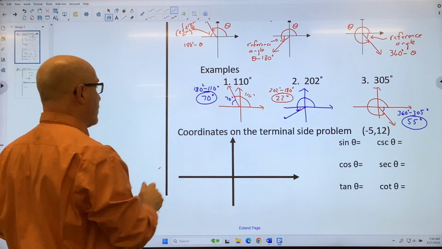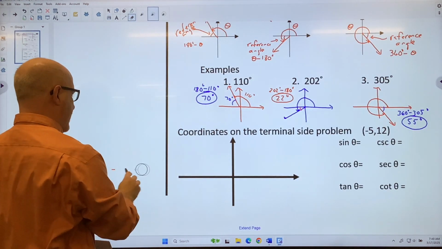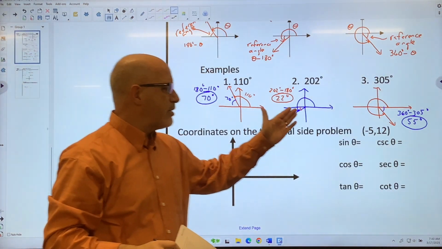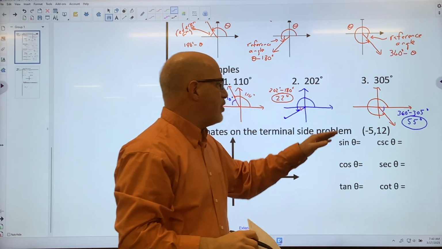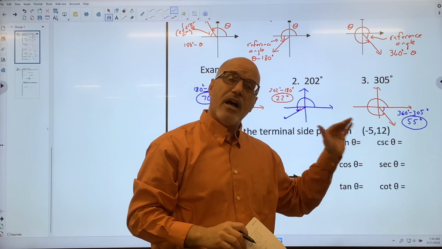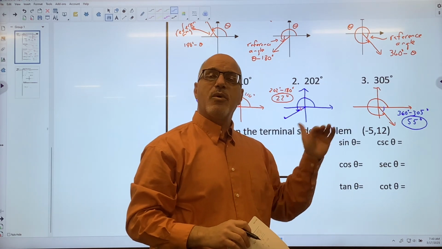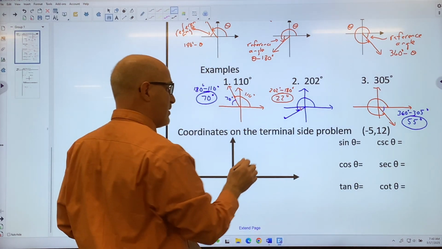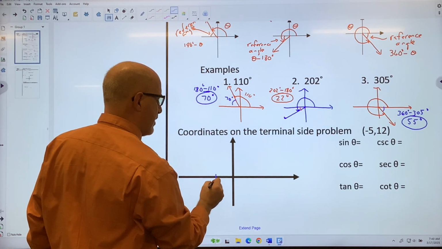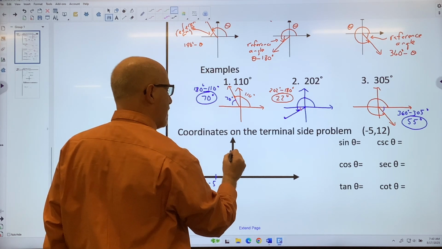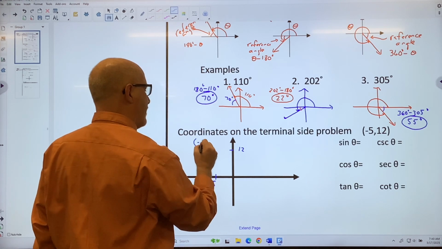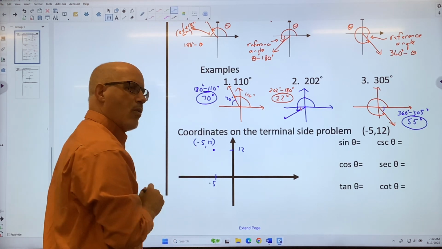All right, lastly, let's do a next step problem of working with the coordinate system. We want to find all 6 trig functions using this ordered pair. If this ordered pair is on the terminal side of the angle, let's go ahead and find the rest of these sides. If you draw this one, -5 would be here, 12 would be here. This would be my ordered pair, -5, 12. It's in the second quadrant.